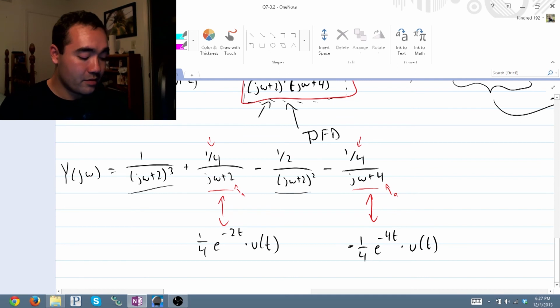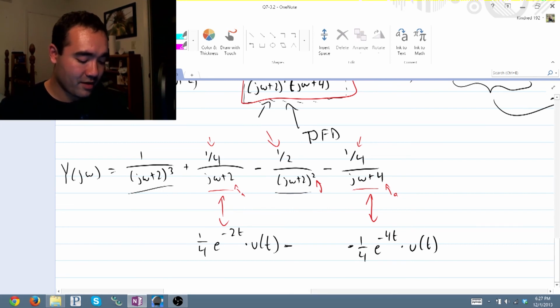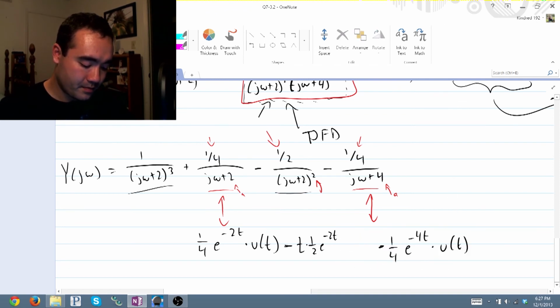Now, these other two are a little more complicated. We've already talked about this expression. We have a squared here. All that means is that we're going to add a t to the time domain version of the expression. So we have t times 1/2 e to the negative 2t, and then let's move this off to the right, times the unit step function. That's a negative sign, negative sign. Okay. So what are we missing?